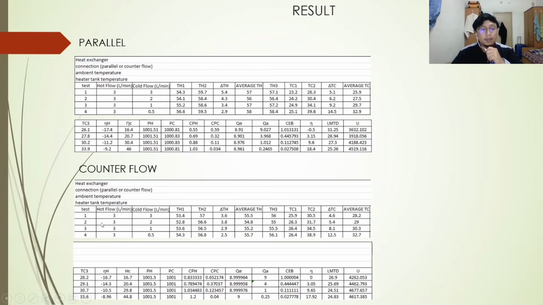As you can see, for test one, we also set our hot flow 3 liter per minute, cold flow 3 liter per minute, and the first temperature is 53.4 for hot, and TH2 is 57, TC1 25.9, and TC2 30.5, and we repeat the experiment until test 4.